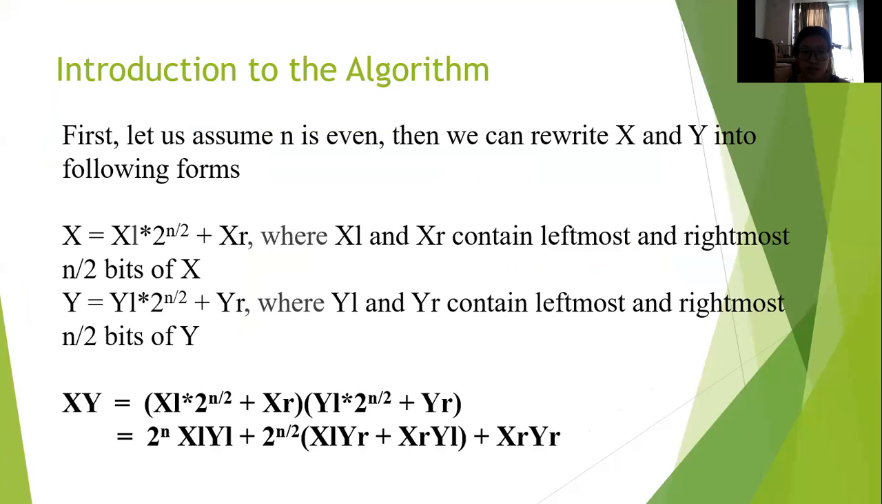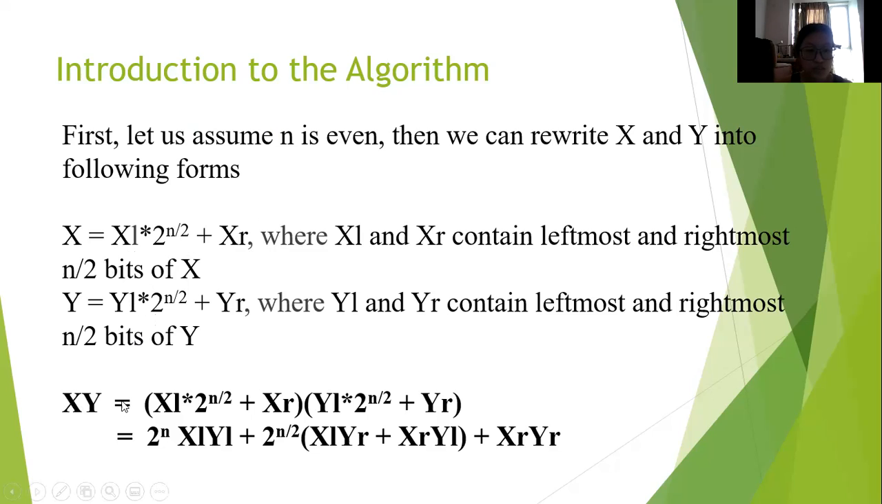So first, let us assume n is even. By n, we mean the number of digits in the integers x and y, and then we can rewrite x and y in the following forms. So x will be equal to x left times 2 to the power of n divided by 2 plus x right. There's this 2 to the power of n divided by 2 because x left is the leftmost n divided by 2 bits of x, but there's no multiplication behind the x right term because it's already at the end of the integer. And we can write y in the exact same way.